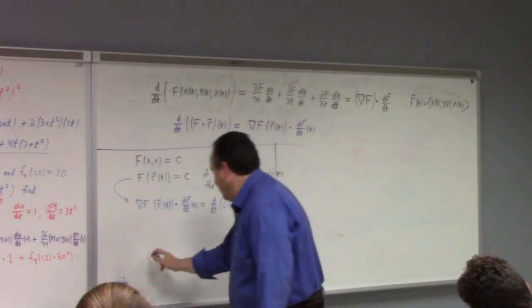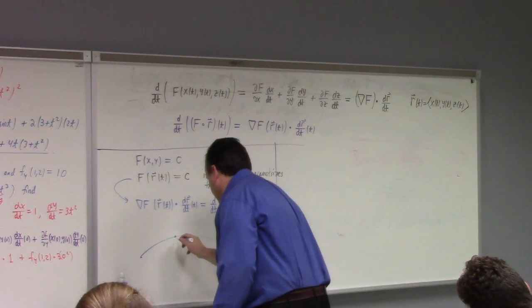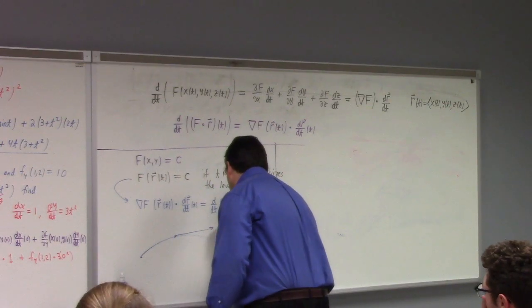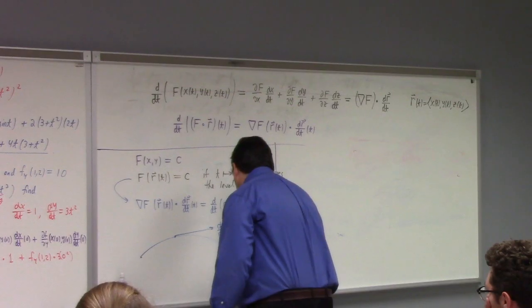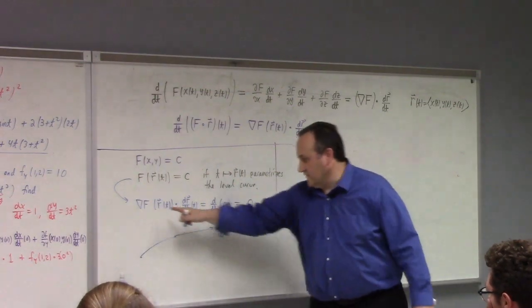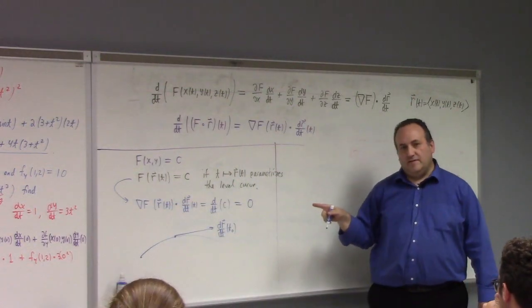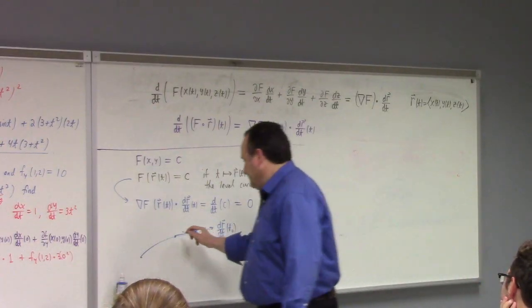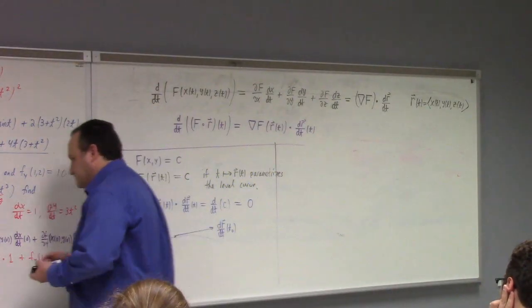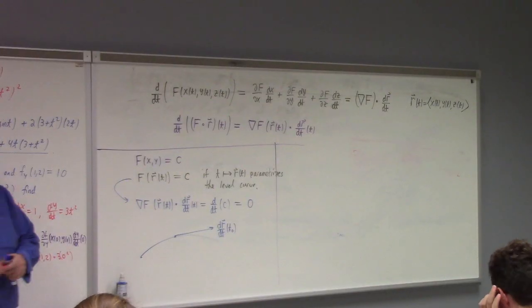Look, it's right here. So here's the point. This is the tangent direction, dr dt at, let's say, time t naught, right? And this equation right here says that the gradient is perpendicular. The gradient is perpendicular.